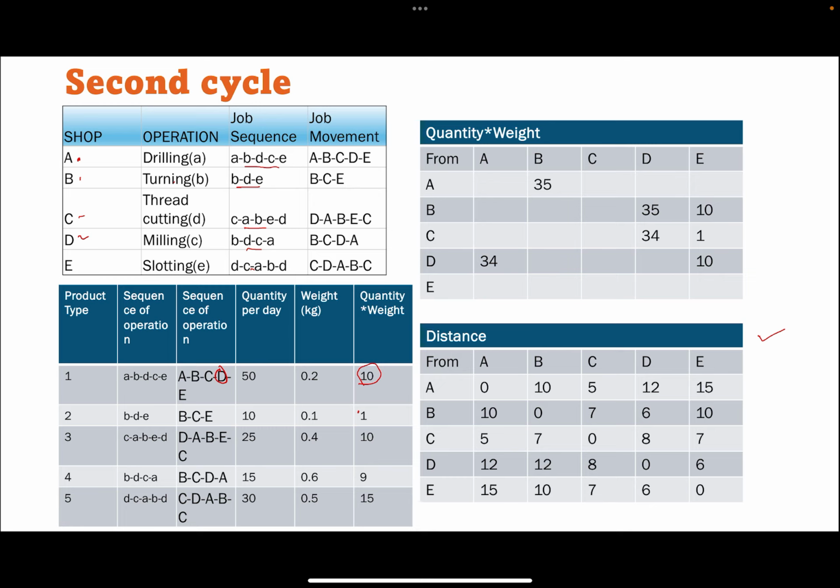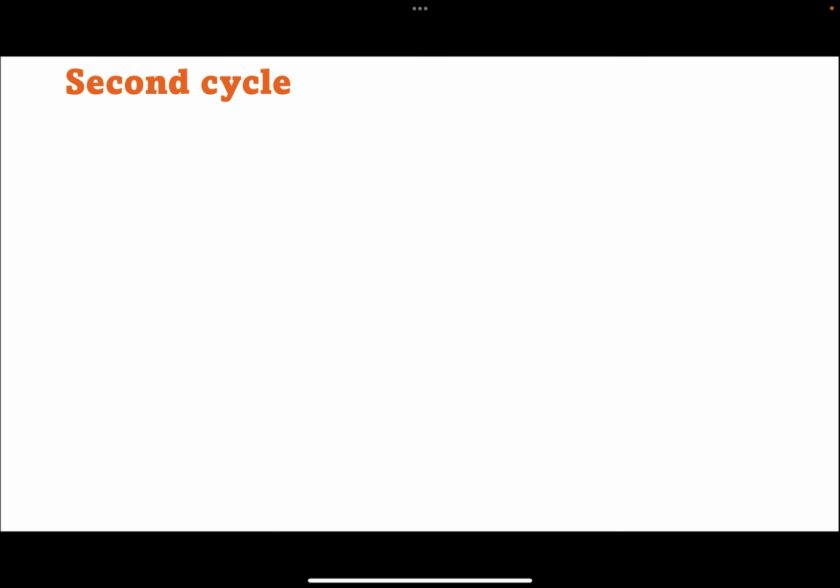In this step, again, we will calculate the quantity into weight that is moved from A to B, A to D, etc. From A to B, just like the previous example, it is A to B, A to B. So it will come out to be 35. And from C to D, you can see that there is C to D here, and C to D here, and C to D here. So if you sum this up, 10 plus 9 plus 15, it is 34. Similarly, you can find the quantity into weight moved from one shop to another, and the distance is given here.